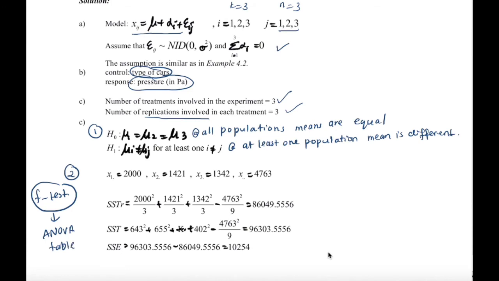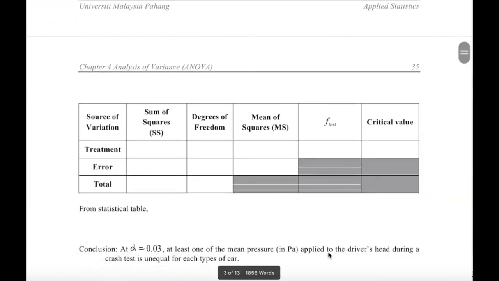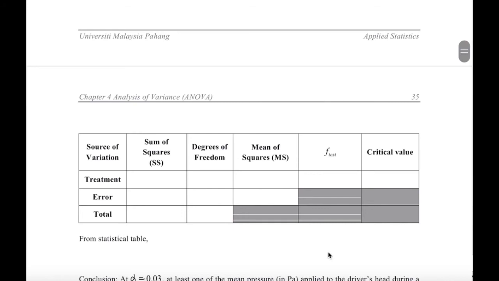Okay, so where's the ANOVA table? So this is the ANOVA table. In order for you to fill in the F test, you have to go back here. First you need to find this SSTR, SST and SS error.